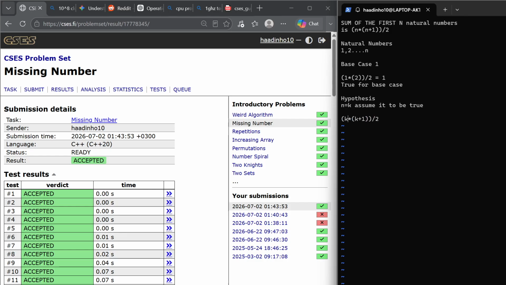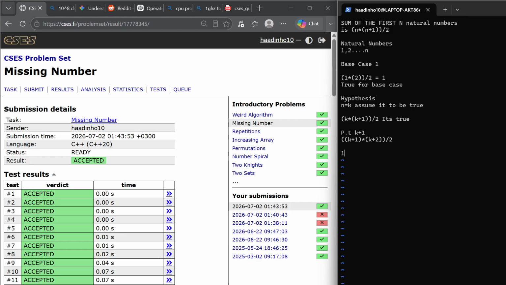We assume it's true, right? Then we have to prove that it's true for k plus 1. So for k plus 1, it would be k plus 1 into k plus 2 by 2, right? So this is what we have, but now it's up to us to prove this particular thing.